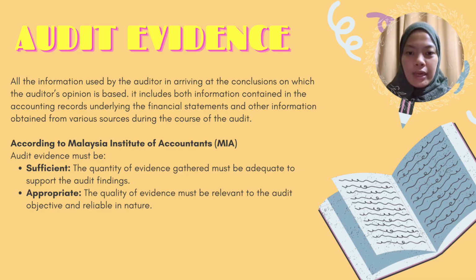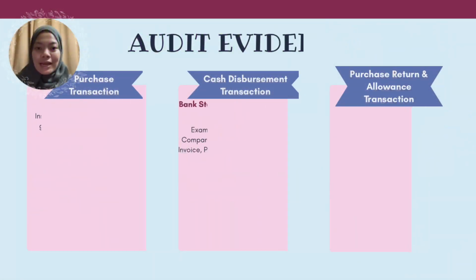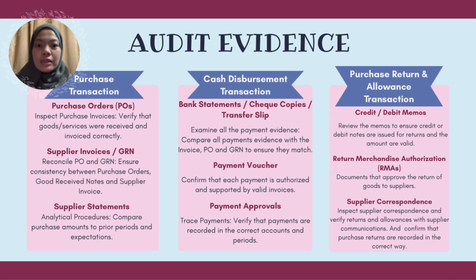According to the MIA, Malaysian Institute of Accountants, audit evidence must be sufficient and appropriate. Sufficient: the quantity of evidence gathered must be adequate to support the audit findings. Appropriate: the quality of evidence must be relevant to the audit objective and reliable in nature. Next, audit evidence for trade transactions. First, purchase transaction. Evidence needed was the purchase order.